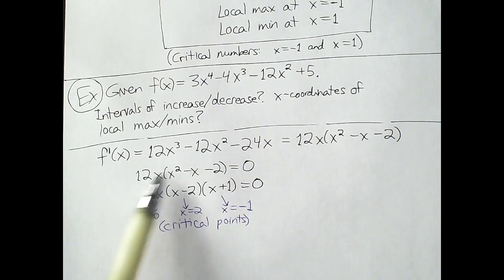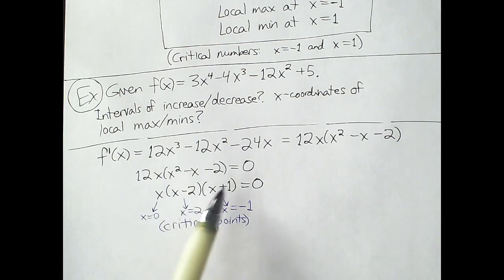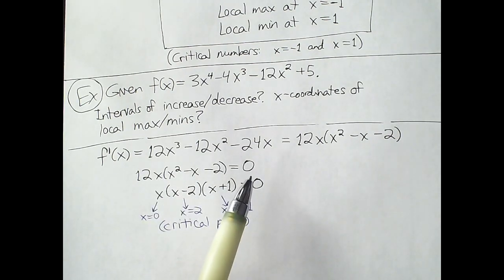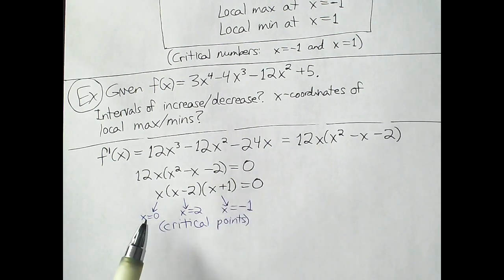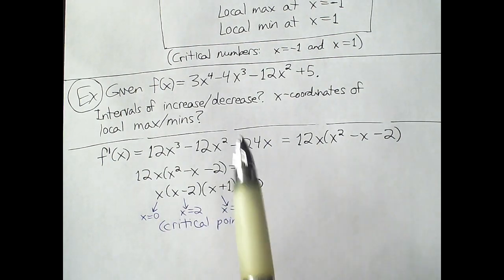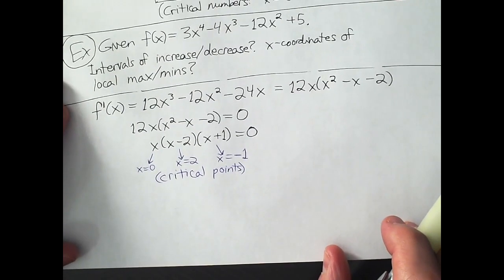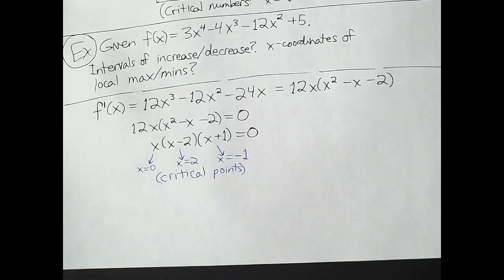Don't get rid of a variable. Basically, the idea is that if you were to divide both sides by x, when you divide by something, you're assuming that it's non-zero. But x equals 0 is in the domain, and x equals 0 is a critical point. So we don't want to lose that. I hope what I said is clear. You're supposed to get all 3 of these critical points. Let's do a sign chart.